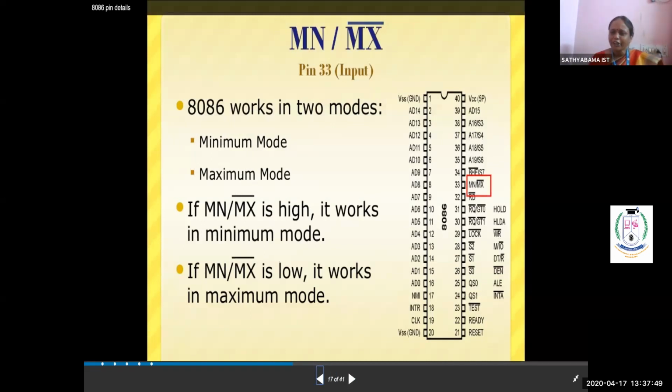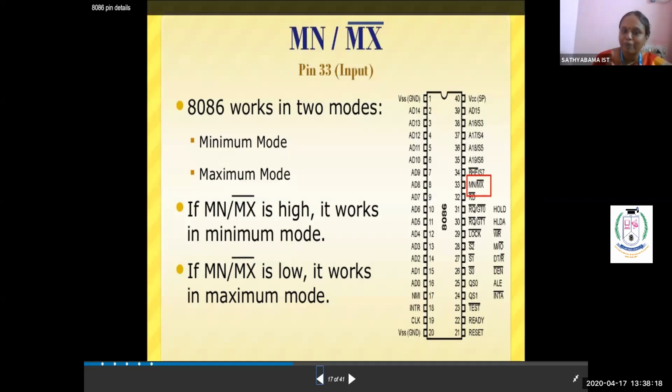Then I told you, while we were learning about common functions, that there are 32 pins. So far we have seen the 32 pins. This last pin, the MN/MX bar, is the 33rd pin. You just look at the diagram, I have marked it in red. Whether my microprocessor has to work in minimum mode, or single processor mode, or maximum mode, or multiprocessor mode, will be decided by this pin.